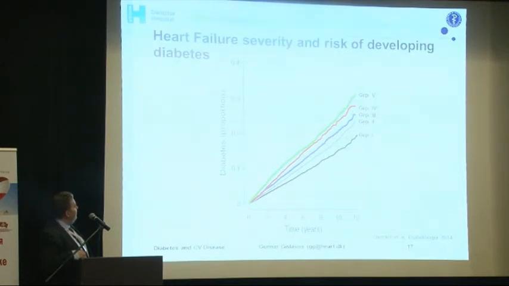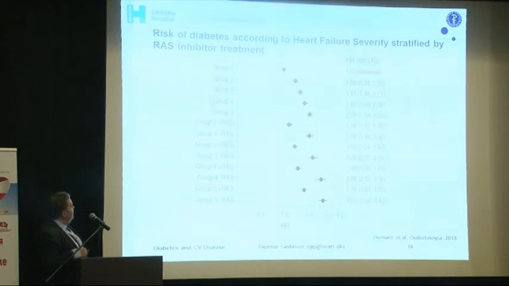And you can see that they have a very much higher risk of developing diabetes after discharge from a heart failure. But it's important to see that group 5, that is those with the worst severity of heart failure, have a twofold higher risk of developing diabetes compared to group 1.